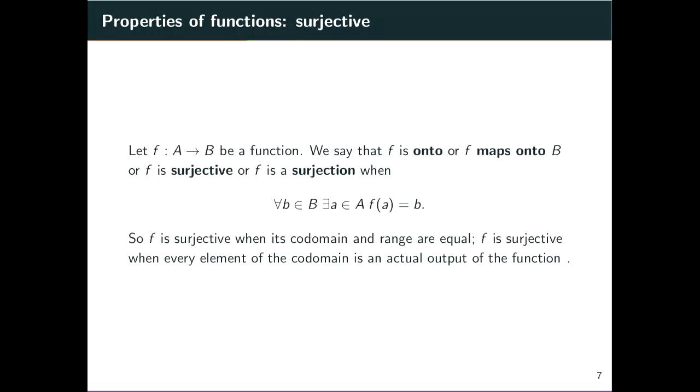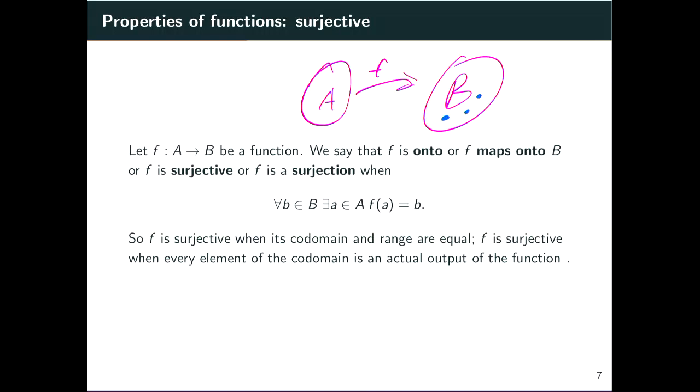So the way that you should think about this is you have your A, you have your B, and then we have our function f. And then if I draw in every element of B here, there exists some element here which will map to this one here. There's one that maps to this one here, and so on. So every element in B gets mapped to by something in A. And so an equivalent statement is f is surjective when its codomain and range are equal.